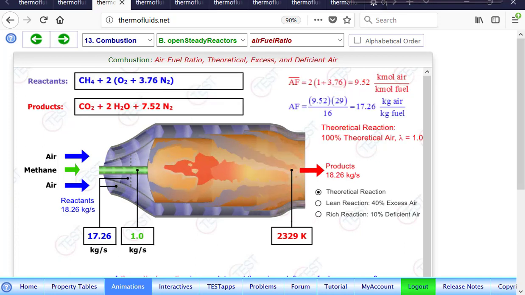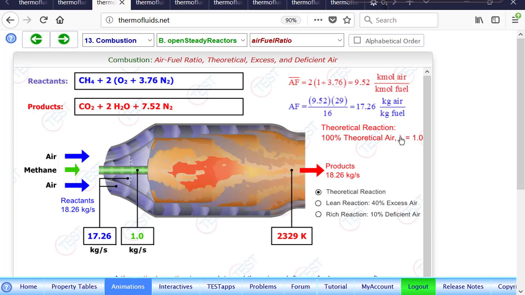If you go to another animation, here it shows what is air-fuel ratio for a theoretical reaction, and when we have excess air or deficient air, lean or rich combustion can be created by a variable lambda, which will assume different values. Lambda equal 1 or 100% means we have a theoretical reaction, theoretical amount of air.